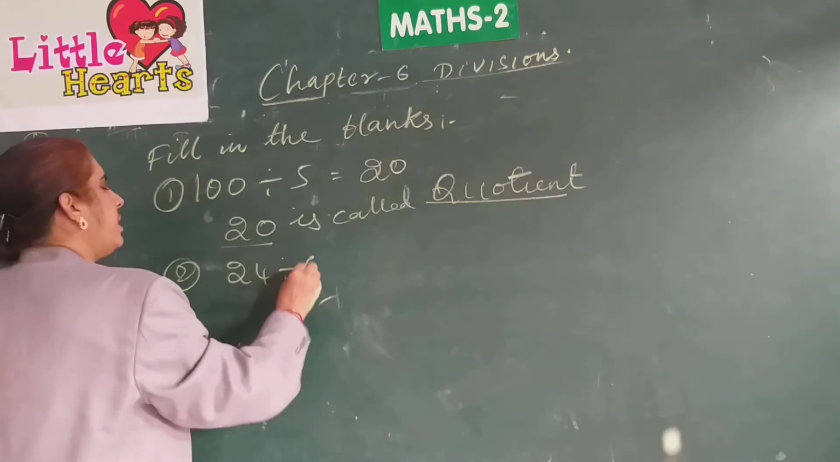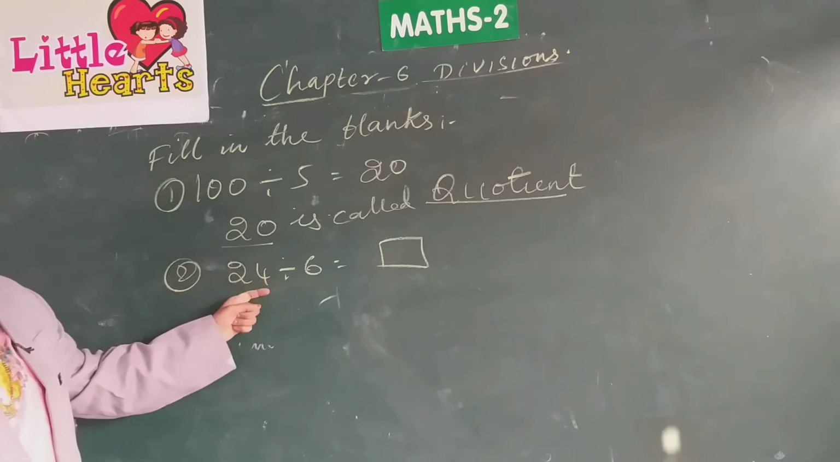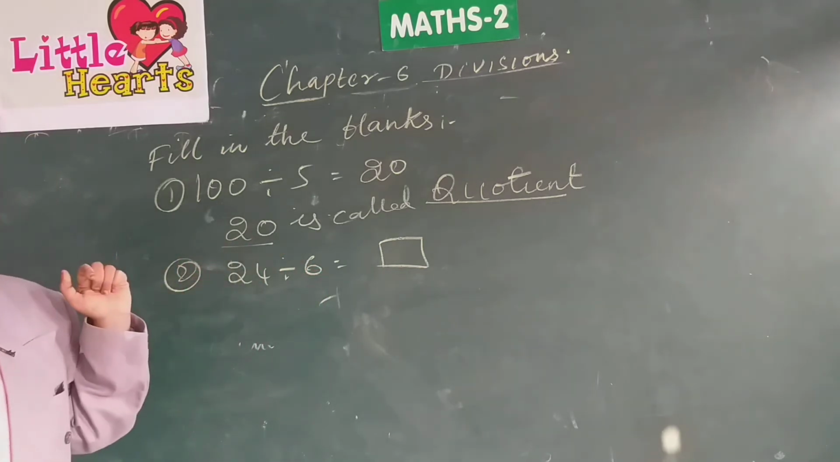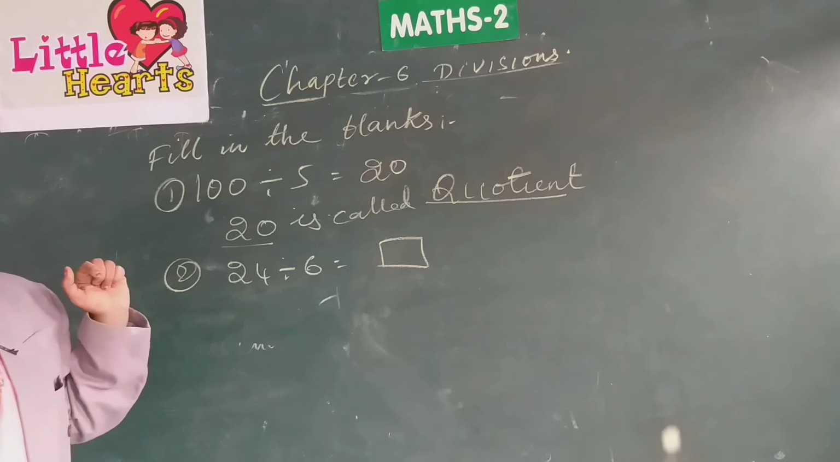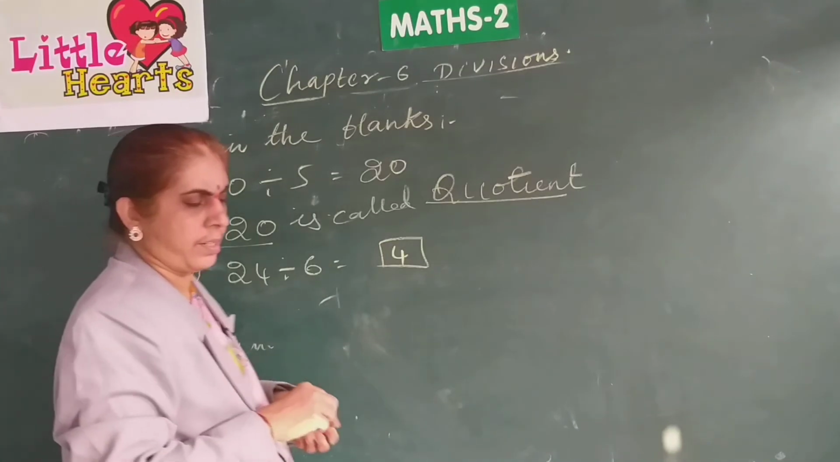24 divided by 6 is equal to dash. What is the quotient when 24 is divided by 6? Read 6 table until you get 24. 6 1s are 6, 6 2s are 12, 6 3s are 18, 6 4s are 24. 4.